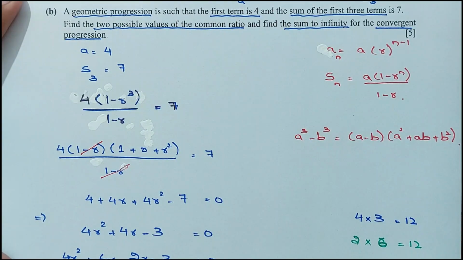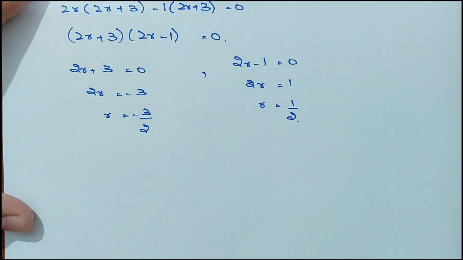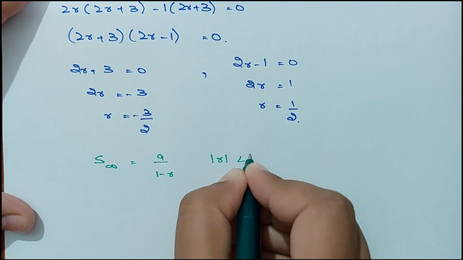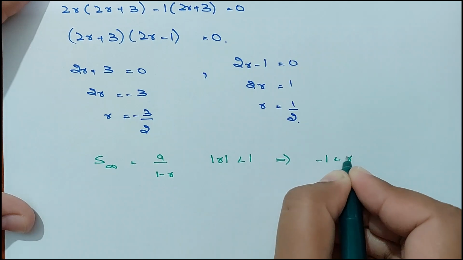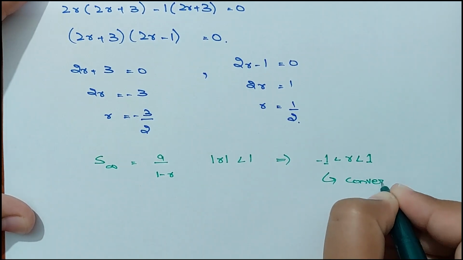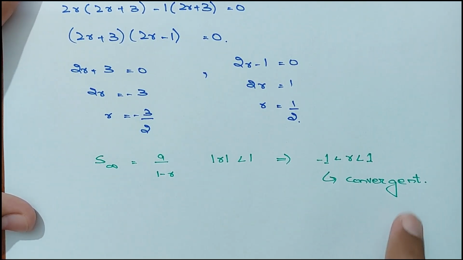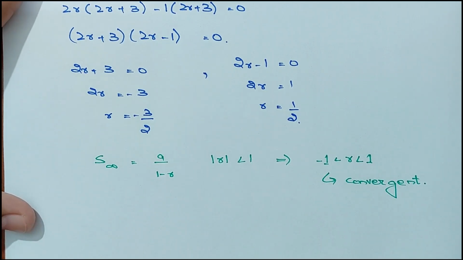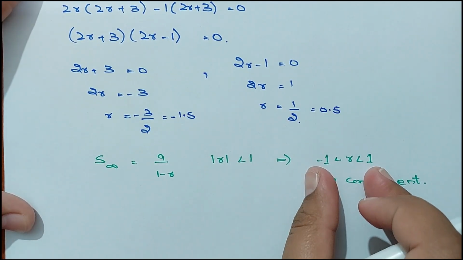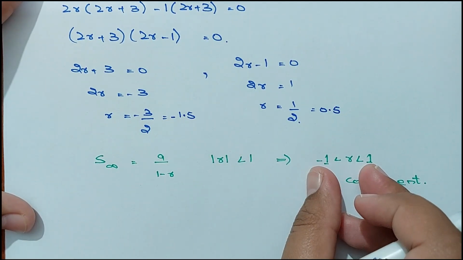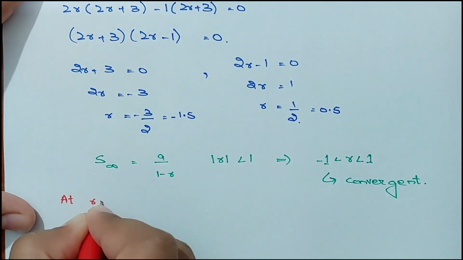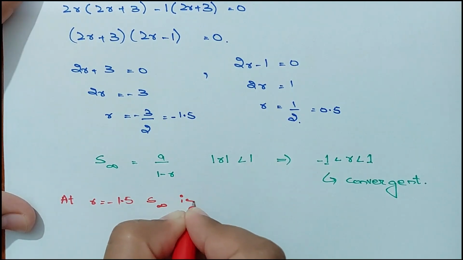Okay, these are the two possible values of the common ratio, and we have to find the sum to infinity for the convergent progression. We have the formula for sum to infinity: S infinity equals a over 1 minus r when the absolute value of r is less than 1, or we can say when r lies between 1 and minus 1. This is the condition for convergence. As we know, this is minus 1.5 and this is 0.5. So 0.5 lies between minus 1 and 1, but minus 1.5 does not lie in this range. So at r equals minus 1.5, S infinity is divergent.